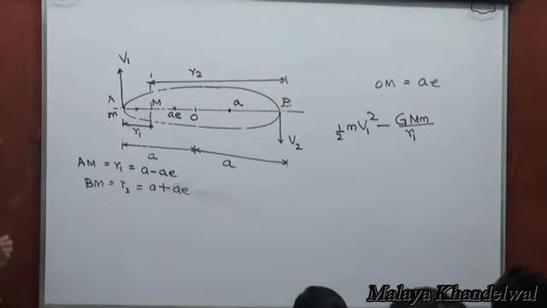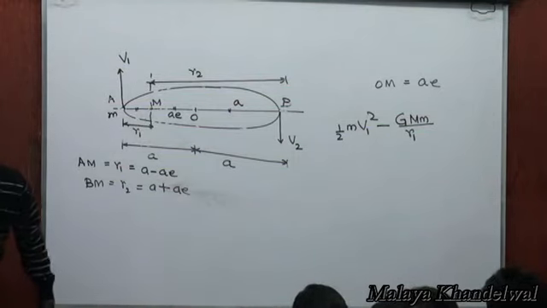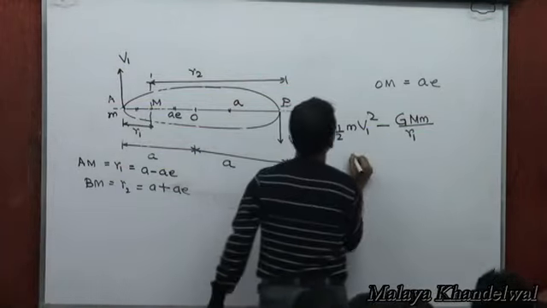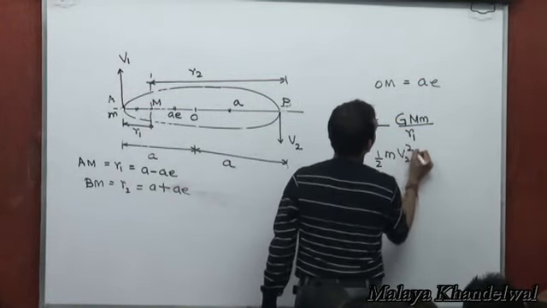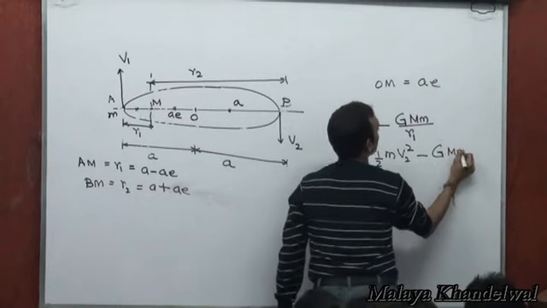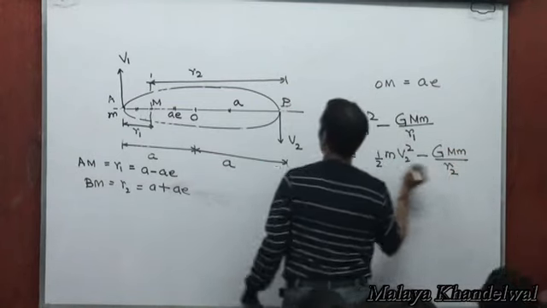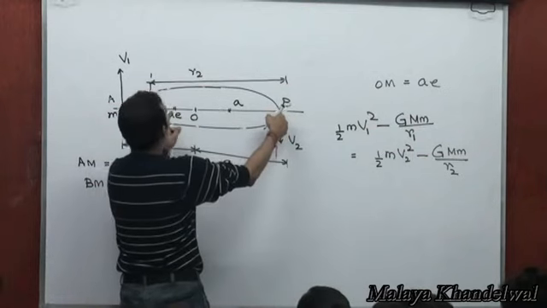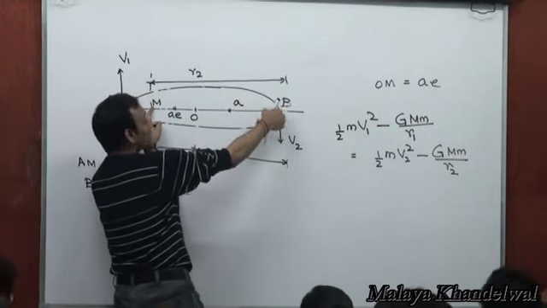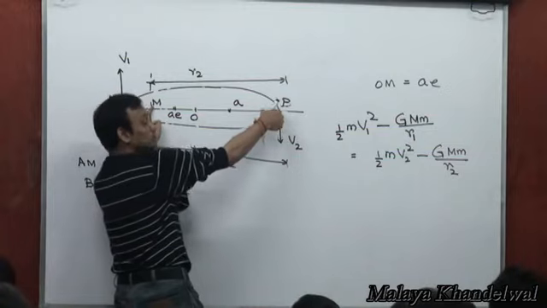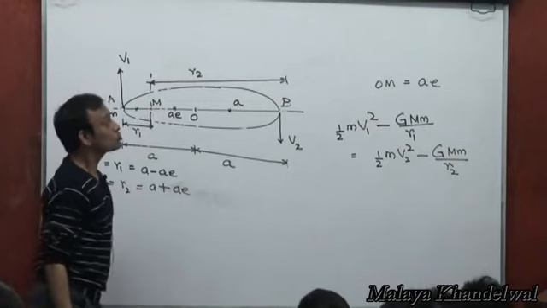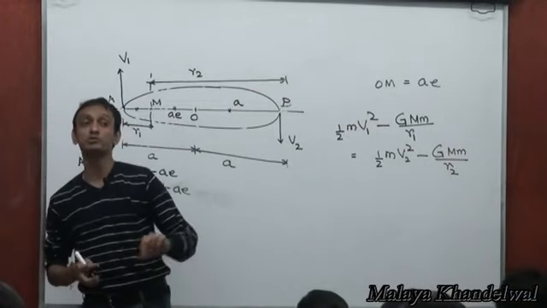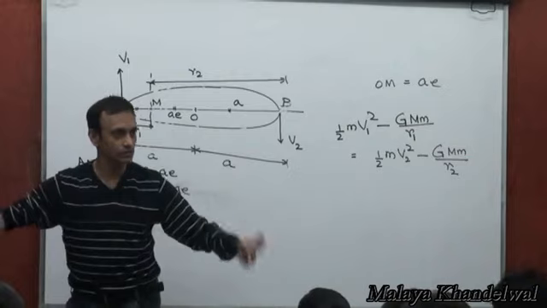That's the total mechanical energy at A, which in turn must be equal to the total mechanical energy at B. The total mechanical energy at B is half m v2 squared minus G M m by R2, right? Half m v2 squared is the kinetic energy, and this distance is R2, so the potential energy is minus G capital M small m by R2. R2 is this length, right? So that's the law of conservation of energy applied between perigee and apogee.